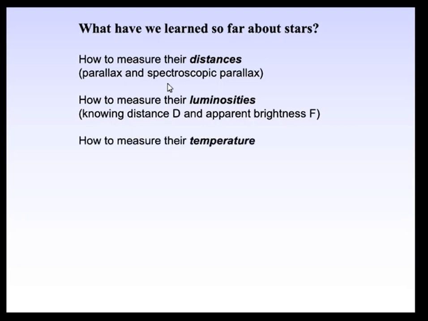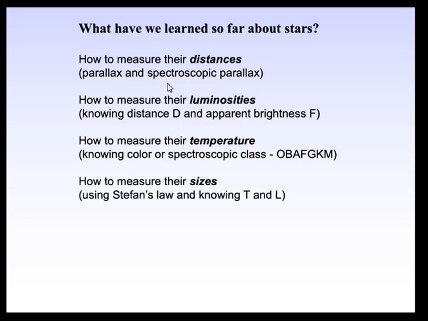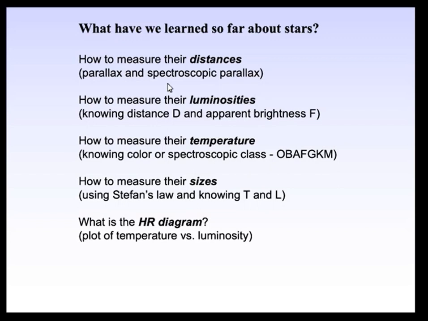And we talked about how to measure their temperature, if we know the color or the spectroscopic class. And we talked about that temperature sequence, OBAFGKM. That's the spectroscopic classification system, and it relates to temperature. And how we get their sizes using Stefan's law, and knowing the temperature and the luminosity will then give us the radius. And we also talked about the HR diagram, right? What is it? It's a plot of temperature on the x-axis and luminosity on the y-axis, and it shows us that stars occupy a very specific temperature and luminosity range when they're burning hydrogen in their core, which we'll talk about.